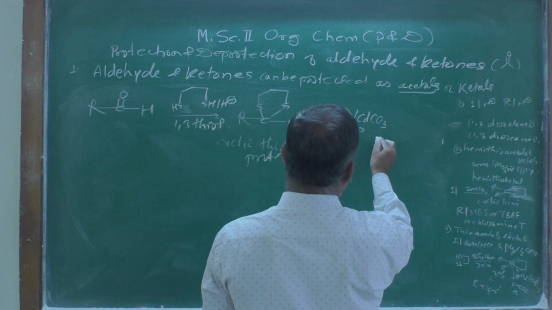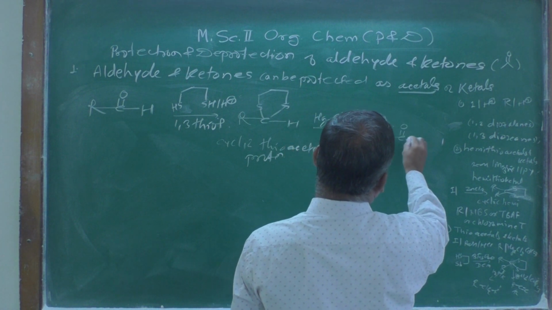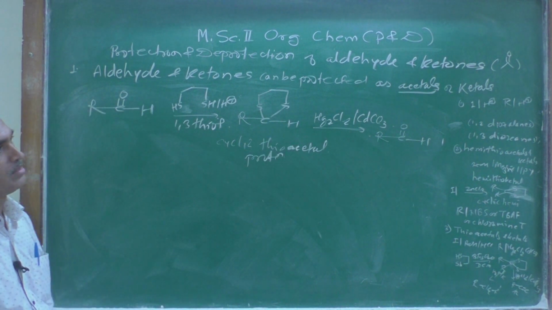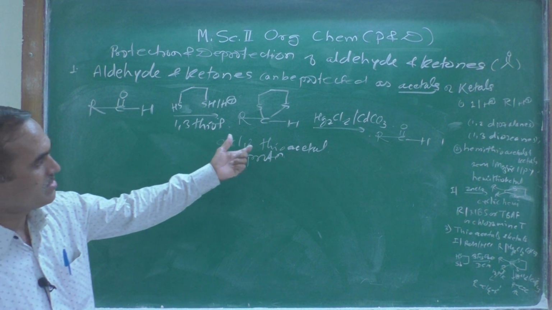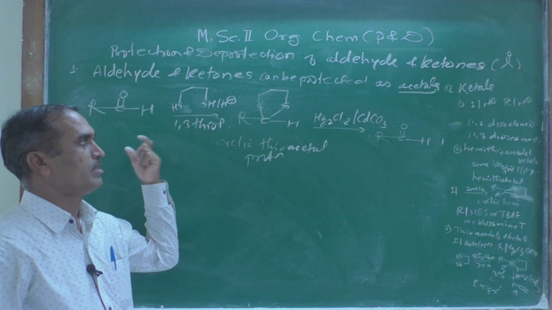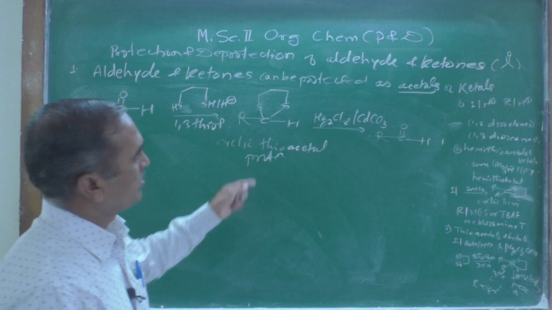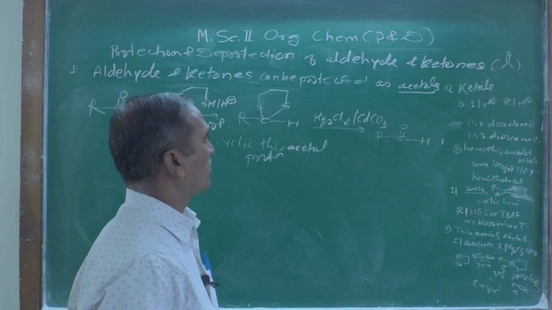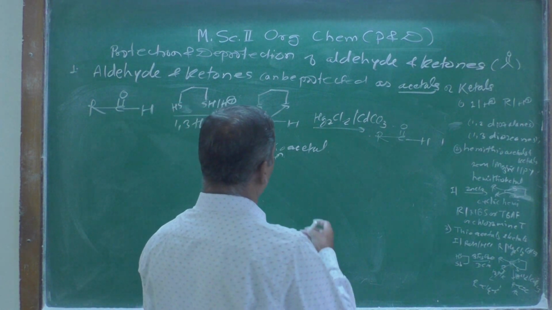So what do you get here? You are going to get here RC double bond O and HO there. Aldehyde gets deprotected by using this one. Now the mechanism for cyclic thioketal is the same whatever we have seen over here, but here HgCl2 for the deprotection can be used and you will get this one.